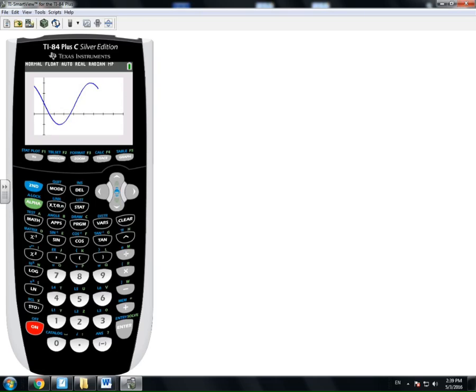Never mind. Oh, there we go. I'm going to go to calculate. So you hit second, trace, and then choose option 5 for intersect. I'm going to have to wait for the graph to draw anyway, so I might as well do two things at once. So we wait for the graph to draw.